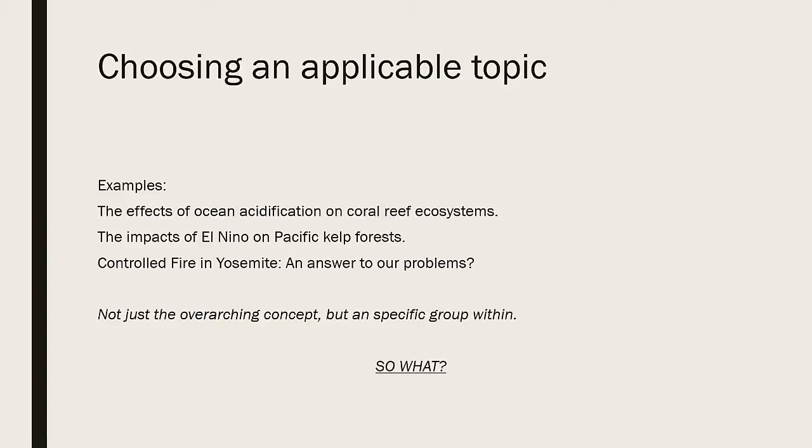Some examples of these specific topics could be the effect of ocean acidification on coral reefs, the impacts of El Nino on kelp forests, using controlled fire in Yosemite, how is that answering our problems? Always make sure that you're not just choosing the concept, but you want to make sure that you're focusing in on a specific group.